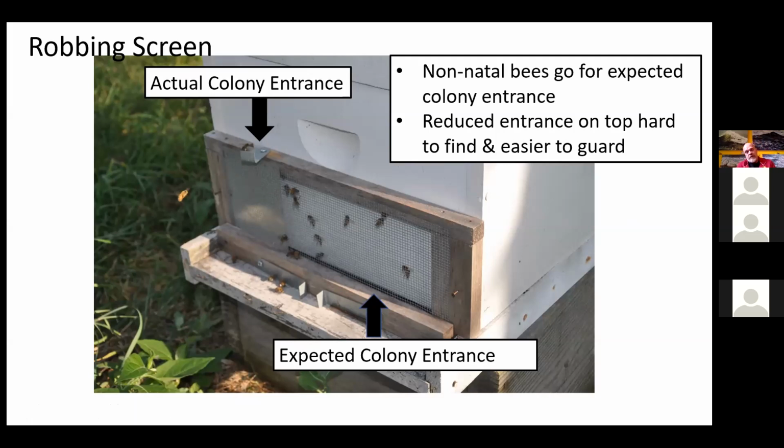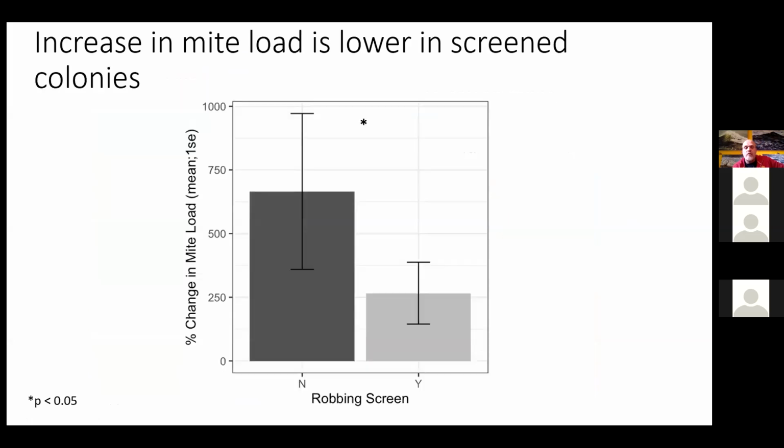Also as a moving screen, it's great for ventilation, etc. So she put these on colonies in those donor apiaries, and look at these results. Colonies that had robbing screens on them had much lower mite reproduction than the ones that did not have robbing screens. And so this opens up a whole bunch of questions, right?